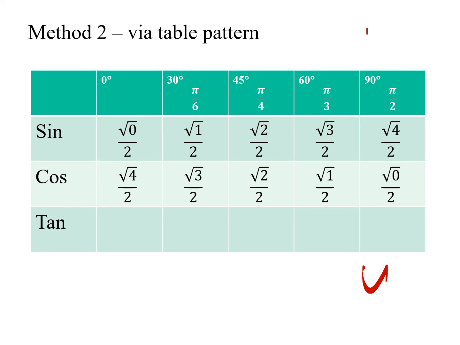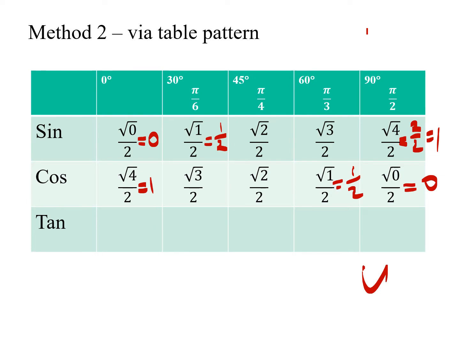And so let's go: sine 0 is root 0 on 2, which gives you 0. Sine pi on 6 is root 1 on 2, which is 1 on 2. Root 1 is just 1. And sine pi on 4 is root 2 on 2. Sine pi on 3 is root 3 on 2. Sine pi on 2 is root 4, which is 2 on 2, which is equal to 1. And so therefore cos 0 will be 1 as well, root 4 on 2. And cos pi on 6 is root 3 on 2. Cos pi on 4 is root 2 on 2. Cos pi on 3 is root 1 on 2, which is just 1 on 2. And cos pi on 2 is 0.